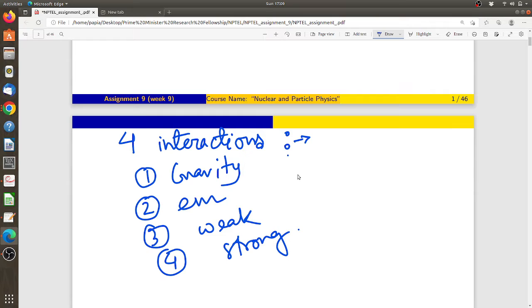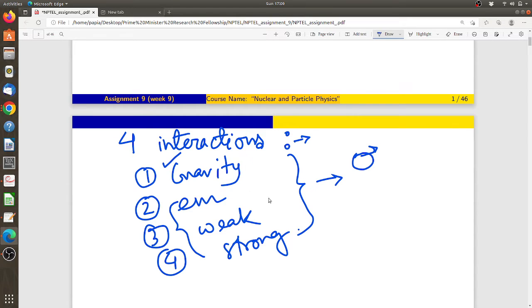So these four types of interactions are present in nature, but right now we will not talk about gravity because its interaction is very small, and obviously in our nuclear and particle physics, gravity will not work that much, so that's why we are not talking about it here. We will only talk about electromagnetic, weak and strong interactions in our lecture.